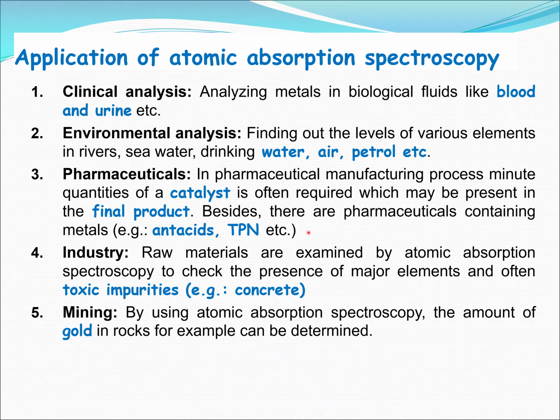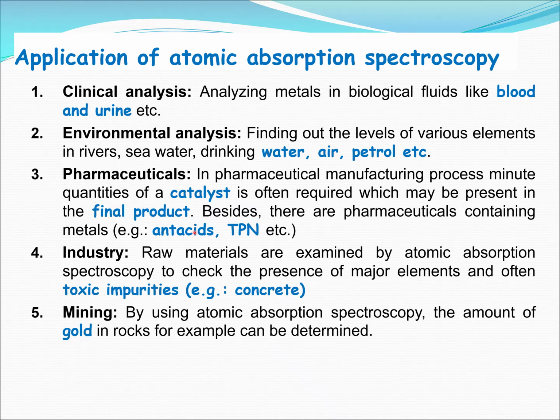Then in pharmaceuticals, in the pharmaceutical manufacturing process, a minute quantity of catalyst is often required, which may be present in the final product. Besides, pharmaceuticals containing metals can be analyzed. Like antacids, we know in antacids we use, for example, salts of different metals. Like in total parenteral nutrition, there may also be some presence of heavy metals. Moreover, in laxatives like aluminum hydroxide and magnesium oxide, we also use metals.